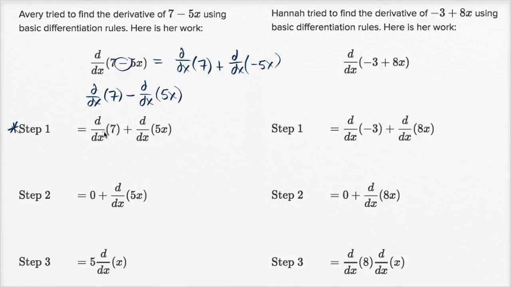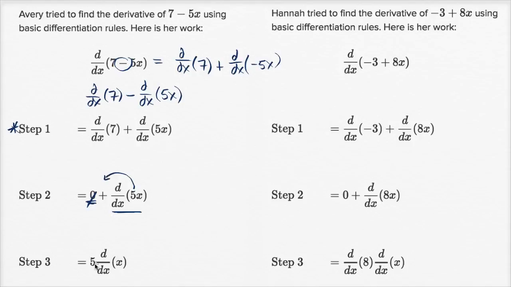Now, if you just follow her logic after step 1, let's see if she makes any more mistakes. So she takes the derivative of a constant. A constant isn't going to change with respect to x, so it makes sense that that derivative is 0. And so we still have the derivative of 5x. And remember, it should have been negative 5x or minus the derivative of 5x. And let's see what she does here. So that 0 disappears.